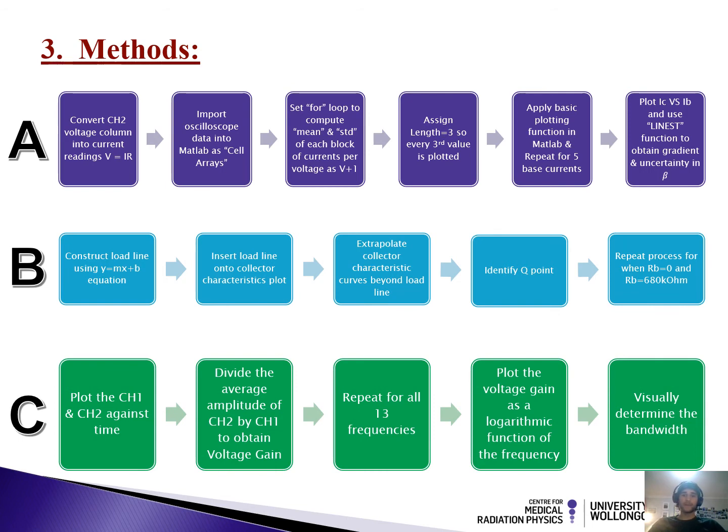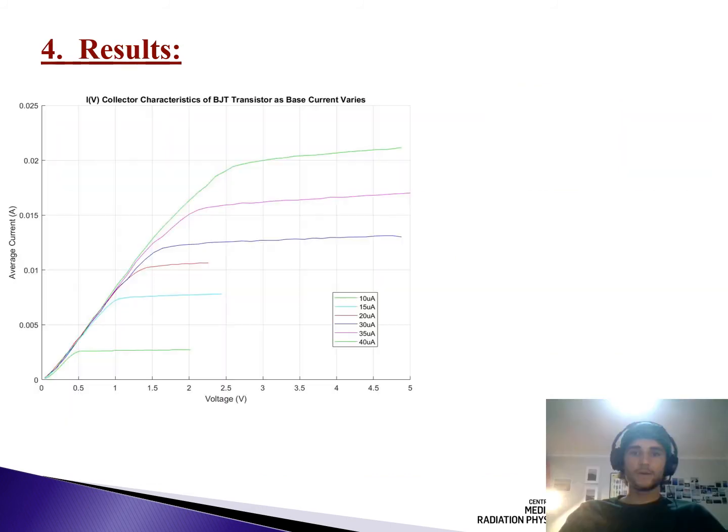This process was repeated for all 13 frequencies given in the dataset. Then, the 13 voltage gains were plotted as a function of the logarithmic frequency ranging from 100 to 1,000,000 Hz of the input signal. This graph enabled the frequency response of the circuit to be visualized. Finally, the bandwidth could then be determined by observing the frequencies of constant voltage gain.